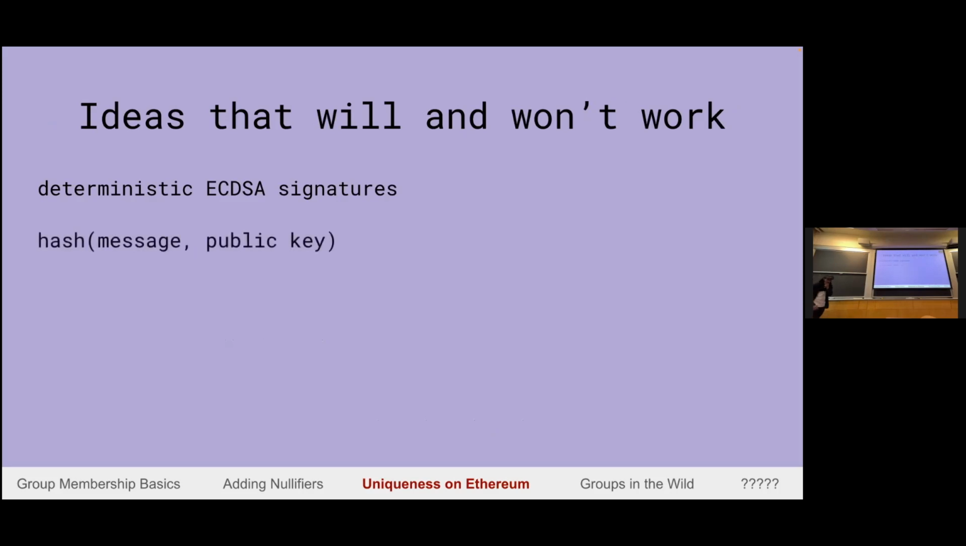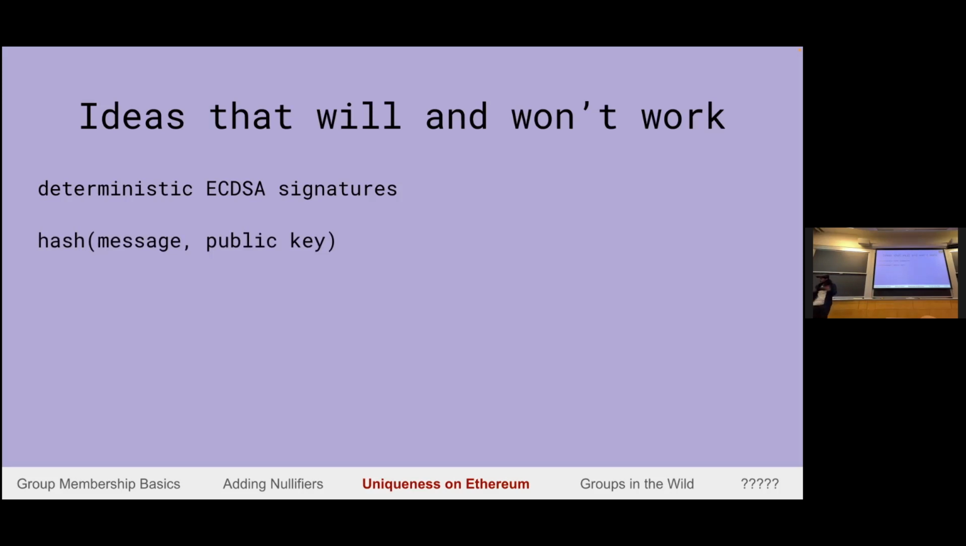OK, well, here's one example. What if our nullifier was the hash of our message and our public key? This kind of keeps you anonymous. If you have this hash, you can't reverse engineer and figure it out. It's deterministic, so if I have a public key, it'll be the same every time. I don't have to use my secret key in it. It doesn't require interactivity. Anyone else can compute the hash of message, public key.